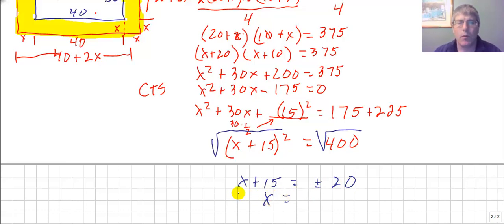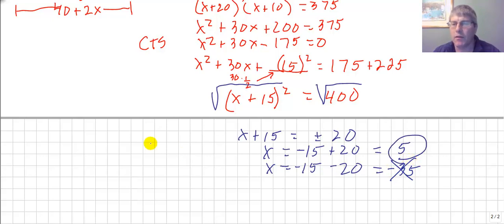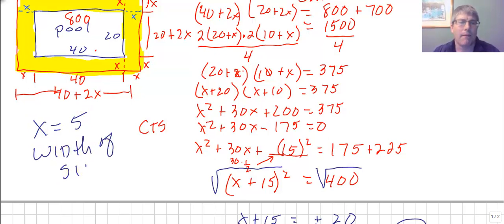And x, my width, is equal to negative 15 plus 20. And x is equal to negative 15 minus 20. So it's either 5 or it's negative 35. Well, we're not going to have a negative width, so our width is 5. So we've completed the square. Obviously, we could have factored that, but we get x equals 5. That is the width of the sidewalk.